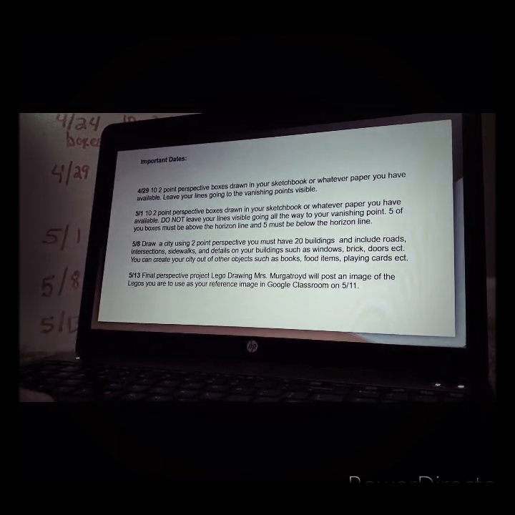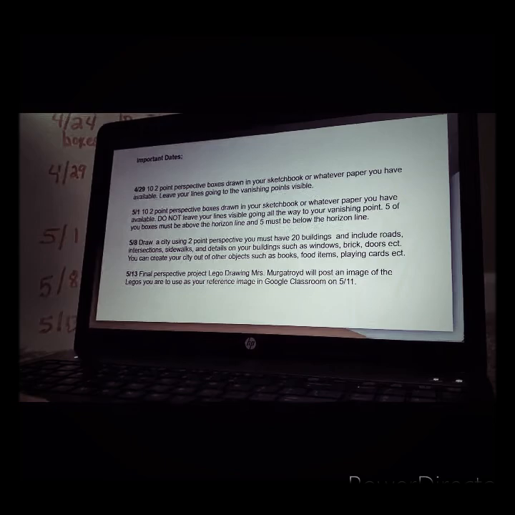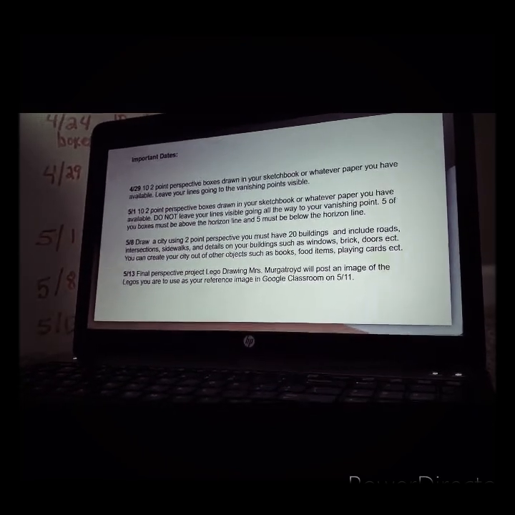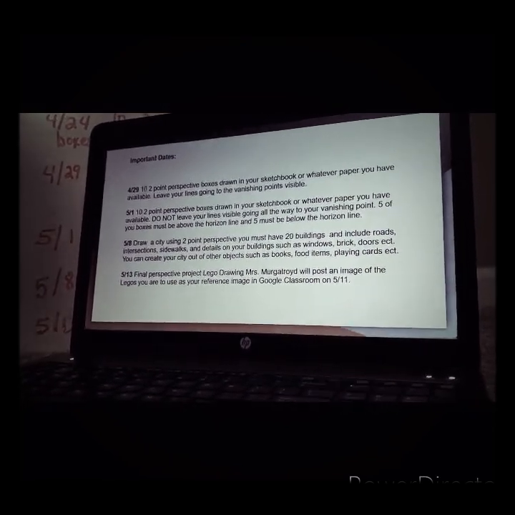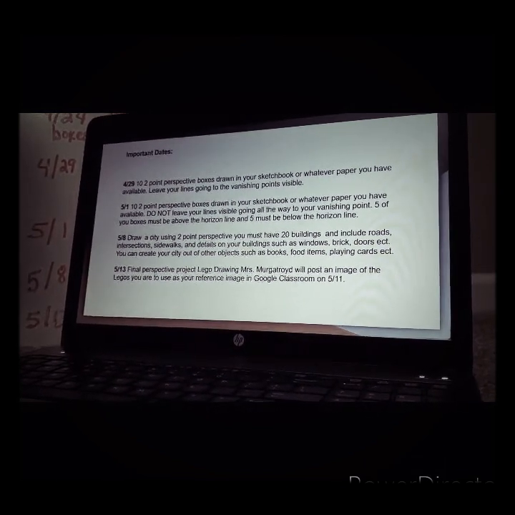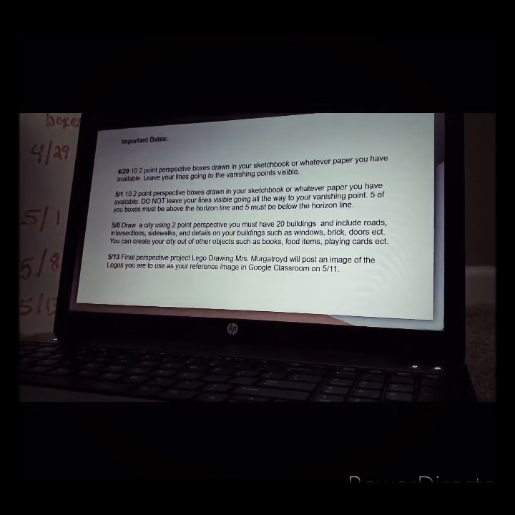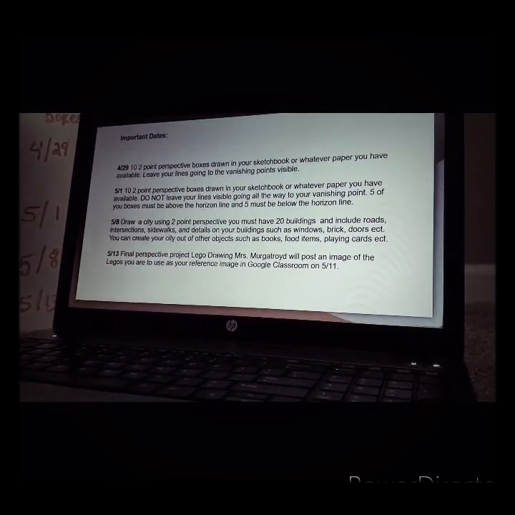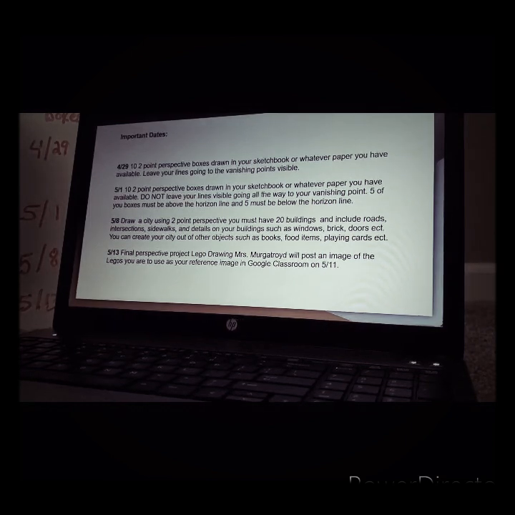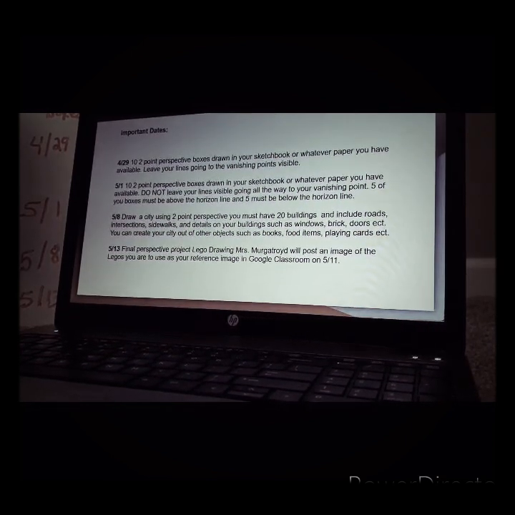So on the 29th, you'll have 10 2-point perspective boxes drawn in your sketchbook or whatever paper you have available. Leave your lines going to the vanishing points visible. May 1st, 10 2-point perspective boxes drawn in your sketchbook or whatever paper you have available. Do not leave your horizon lines visible, going all the way to the vanishing point. 5 of your boxes must be above the horizon line and 5 must be below the horizon line.